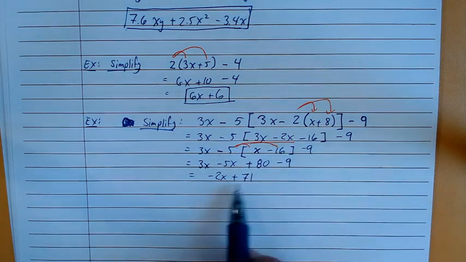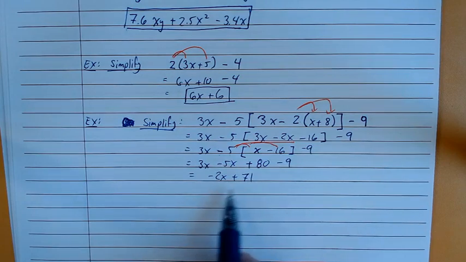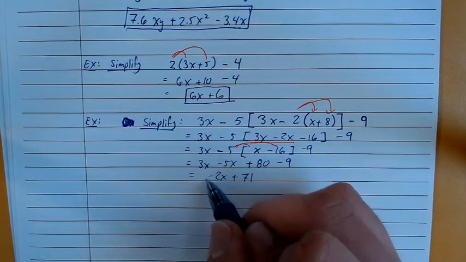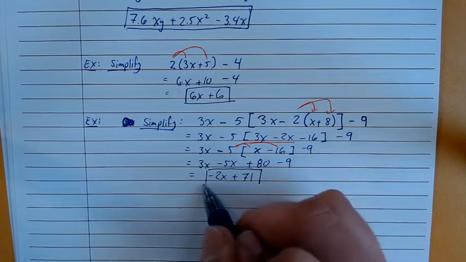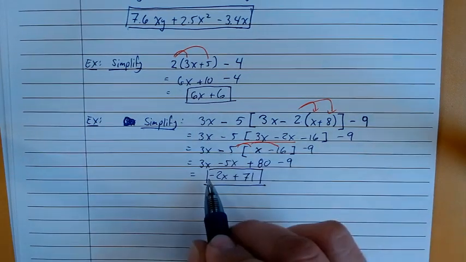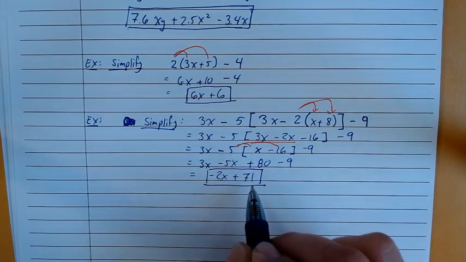I wish I could simplify that further, but since I don't know what x is, these are not like terms, and I can't combine them. So that is as far as I can go. This expression condenses down to minus 2x plus 71.